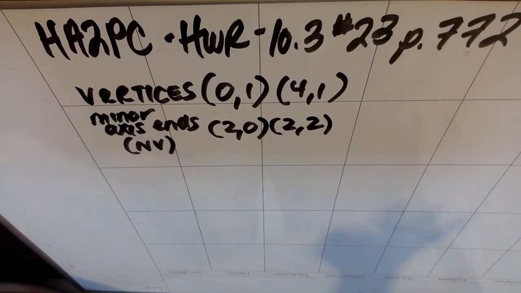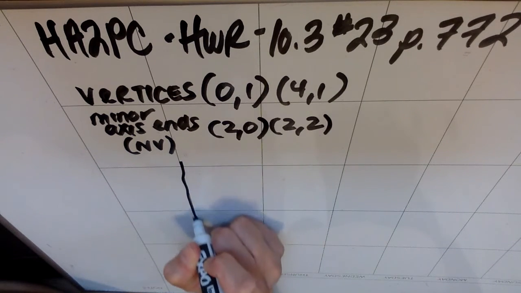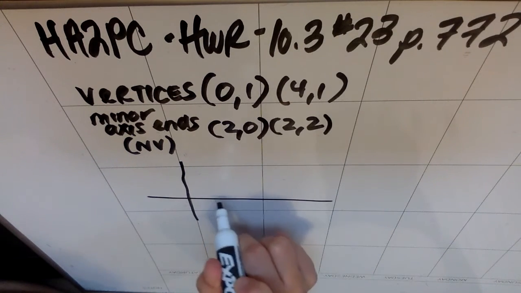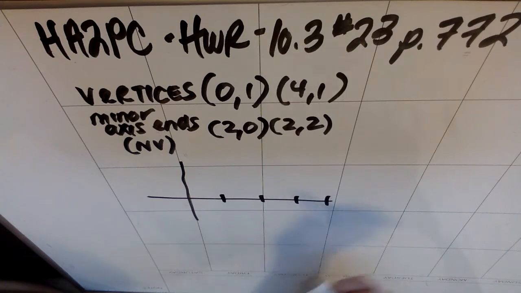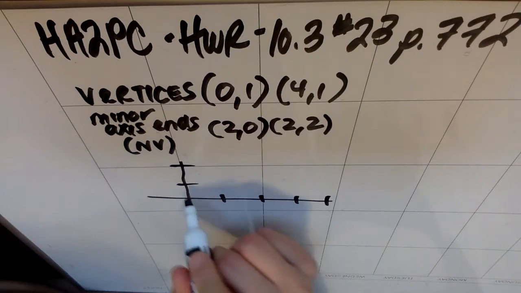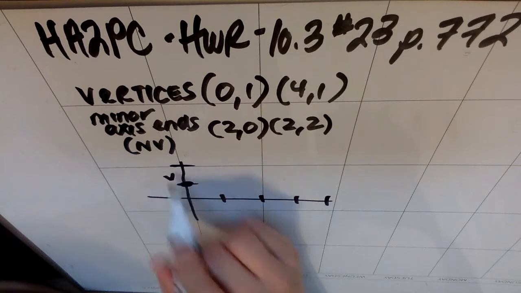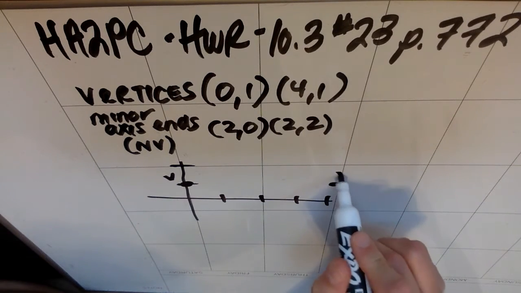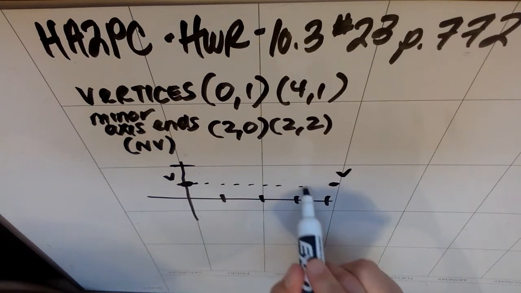You don't have to graph this, but it makes it way easier if you try and graph. So if I just do a really rough version of this graph, 1, 2, 3, 4, 1, 2, great. Okay, so I have a vertex at (0, 1), and I have a vertex at (4, 1). So this tells me a couple pieces of information.